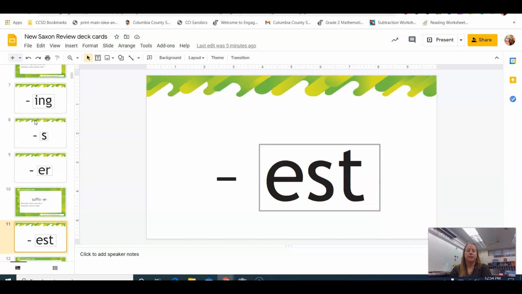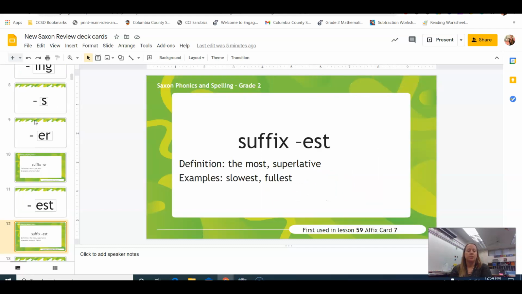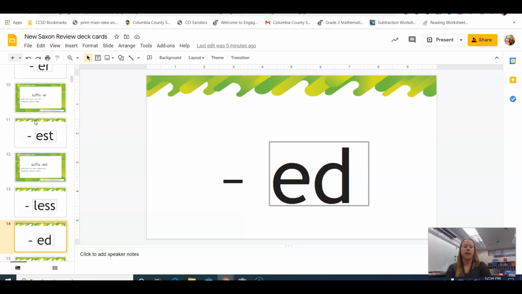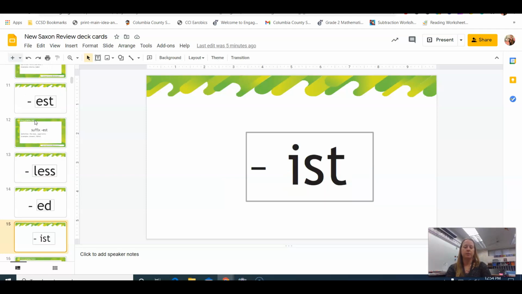Suffix est means the most. So if you're the slowest, you're the most slow. Usually you use that kind of suffix comparing three or more items or people. Suffix less means without. Suffix ed has three sounds, ed, d, or t, and that means already happened.